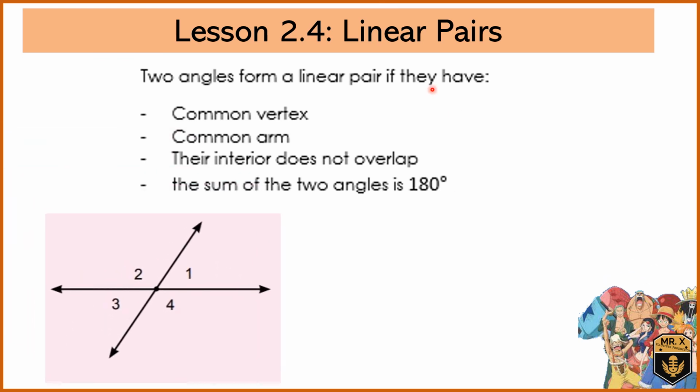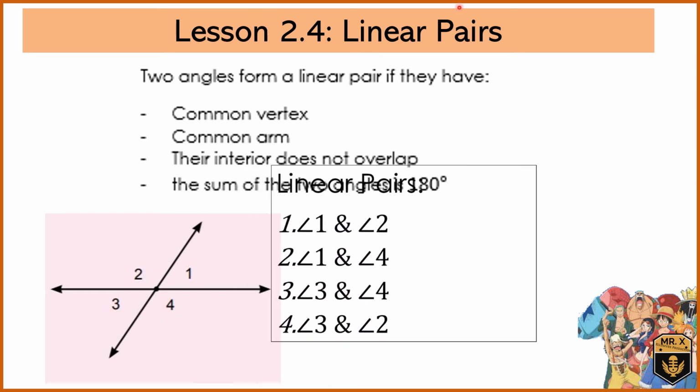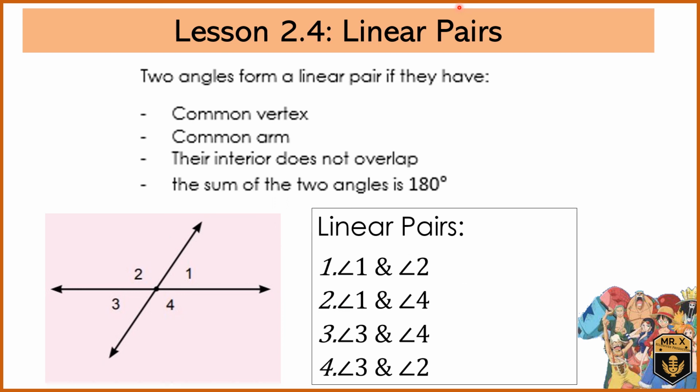Okay, tanawa sa example ani. Si angle 1, ang iyang linear pair kay angle 2. Nag-form man siya 180 degrees. The same po si angle 1, ang iyang linear pair also is 4. 1 and 4 are linear pairs. 4 and 3 are linear pairs. 3 and 2 are linear pairs. So linear pairs ni: angle 1 and angle 2, angle 1 and angle 4, angle 3 and angle 4, angle 3 and angle 2.